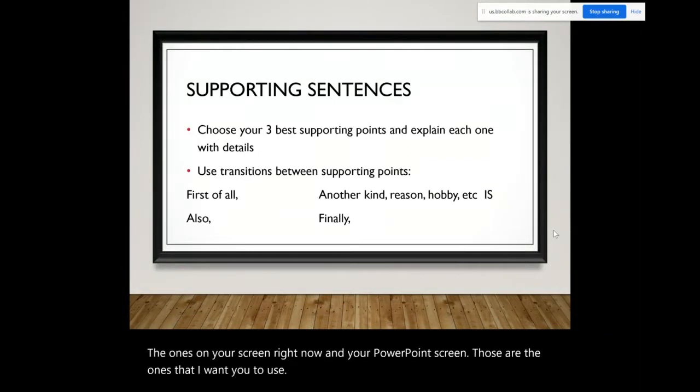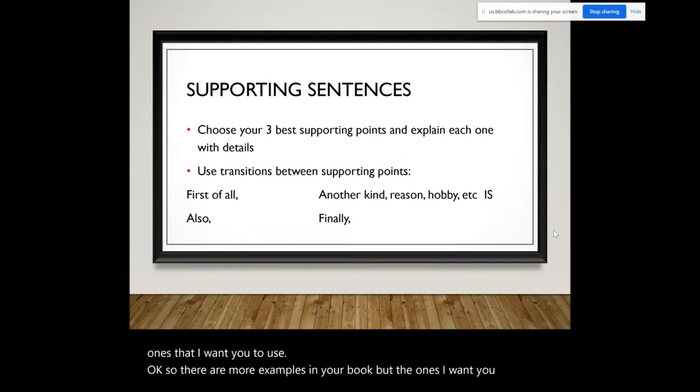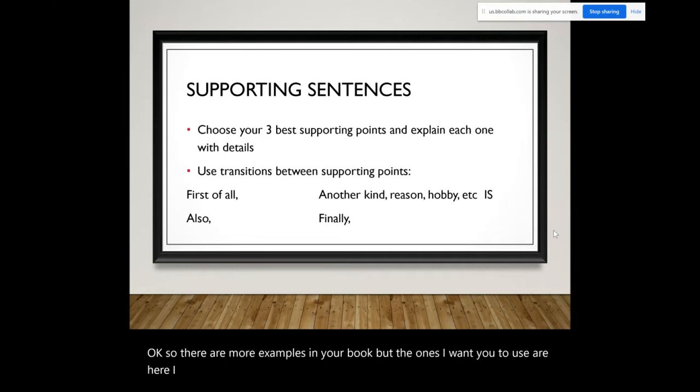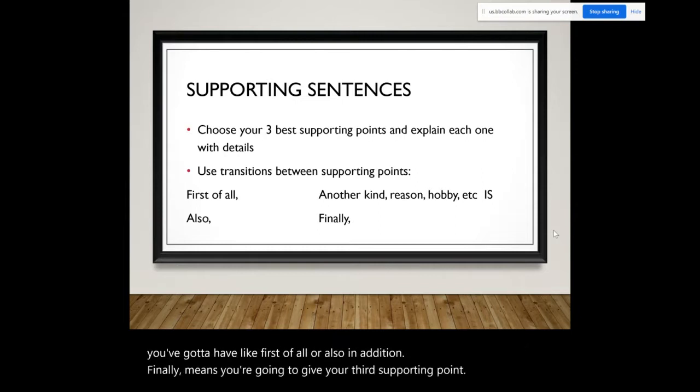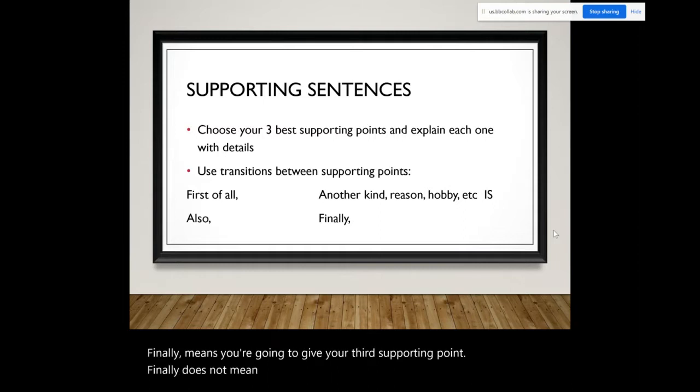Okay, so there are more examples in your book, but the ones I want you to use are here. I want to see at least 2 of these in every paragraph that you write. You've got to have a first of all or also, in addition. Finally means you're going to give your third supporting point. Finally does not mean a conclusion. So finally means you're giving the third point.